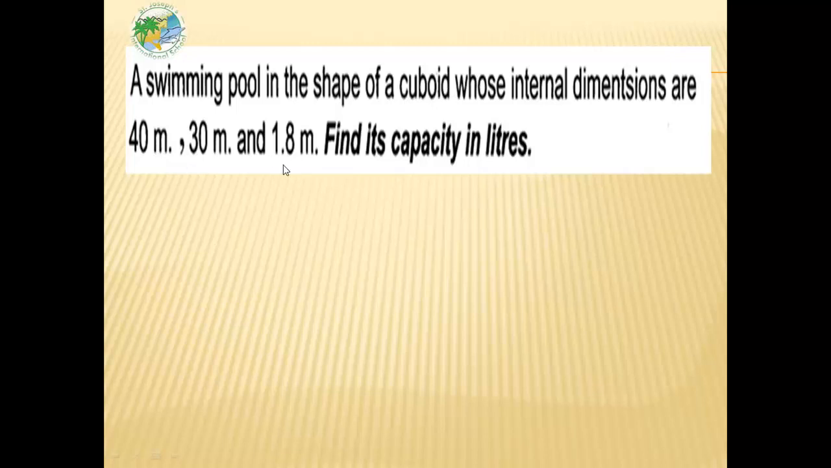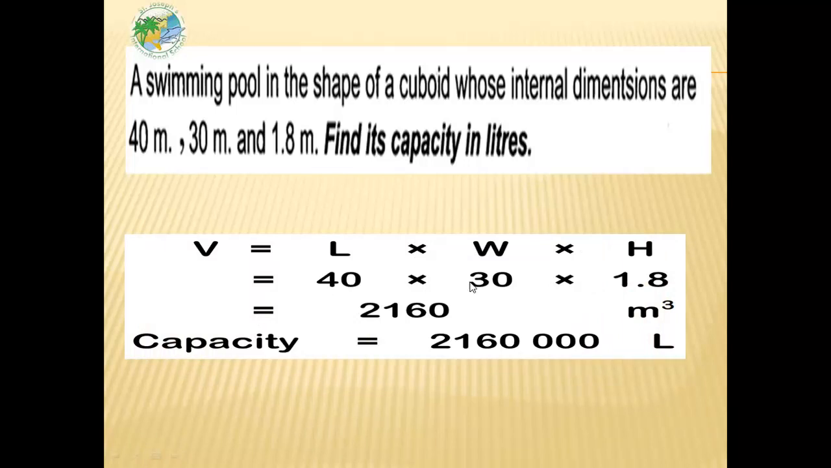It is the same steps for measuring the volume of a cuboid. So what is the volume of a cuboid? It is length times width times height. What about the length? It should be checked from the unit of the dimension. So here it is meters. Okay, 40 times 30 times 1.8 equals 2160 meter cube.